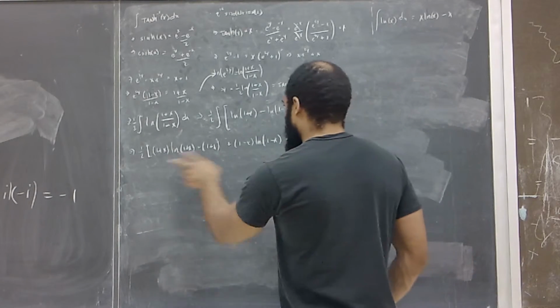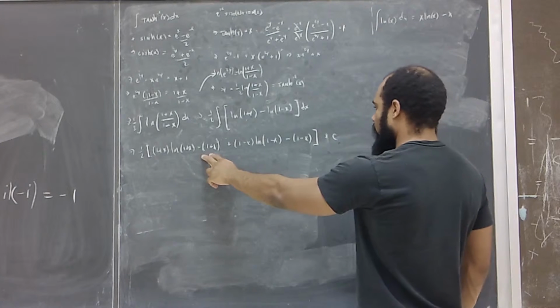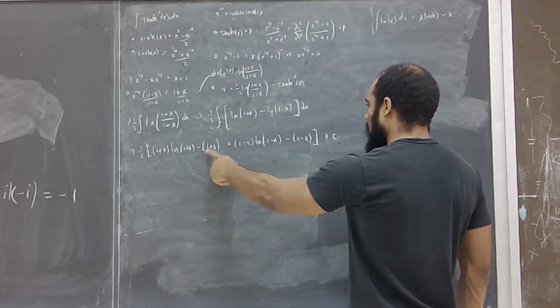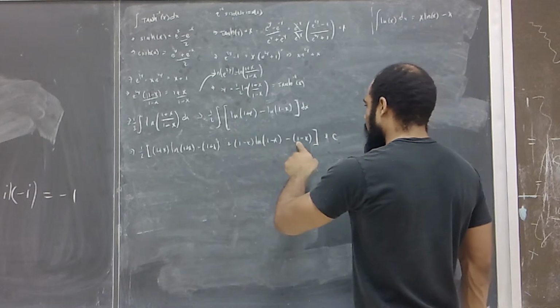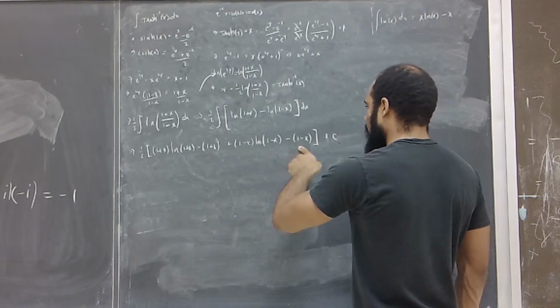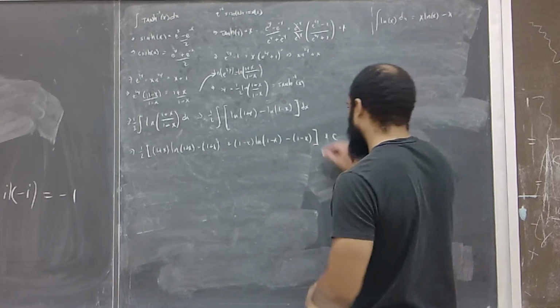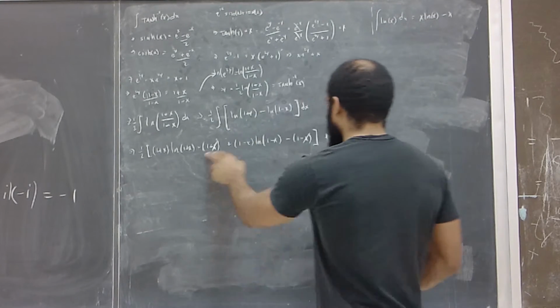Now let's take a look here. We'll go ahead and get rid of these. So this is going to be negative 1 minus 1, so that's negative 2, negative x plus x, so the x's will go away. We'll just have the constant 2.